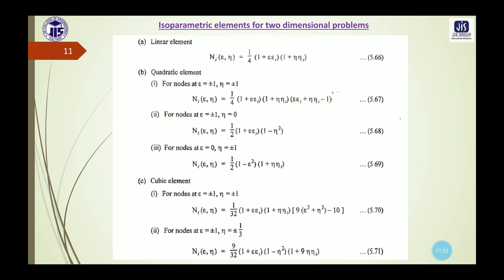Next, for the cubic element, we have two different cases. For nodes at epsilon equals plus minus 1 and eta equals plus minus 1, we have equation number 5.70. And for nodes at epsilon equals plus minus 1 and eta equals plus minus 1/3, we have equation 5.71. So these are the formulas for the linear, quadratic and cubic elements corresponding to their different cases which are given here.